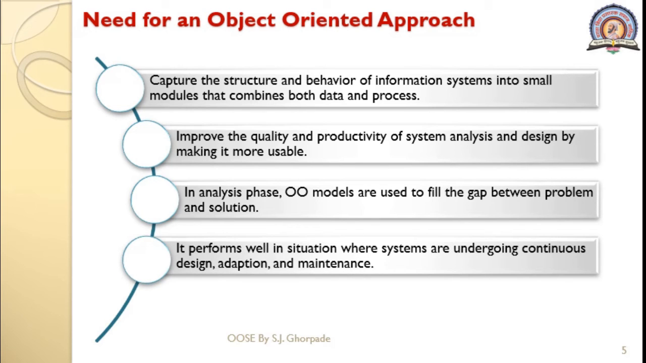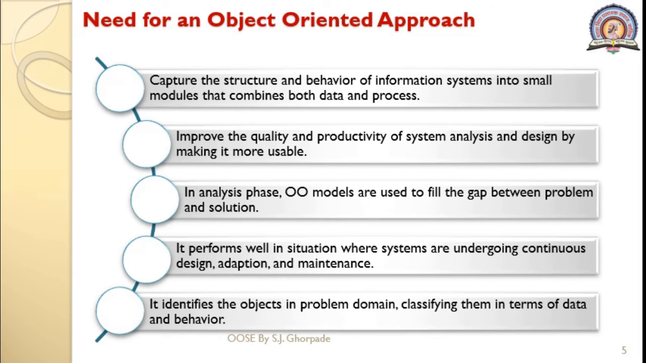It performs well in situations where systems are undergoing continuous design, adaptation and maintenance. That is one of the important features of object orientation. We are not gathering all the requirements at a time, so the requirements given by the customer can be analyzed and designed. Any newer suggestion from the customer can be easily adapted, and for that the design is revised. So it is well suited for a newer or rapid approach to the development of a software system.